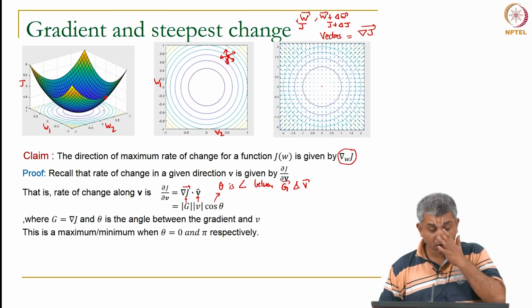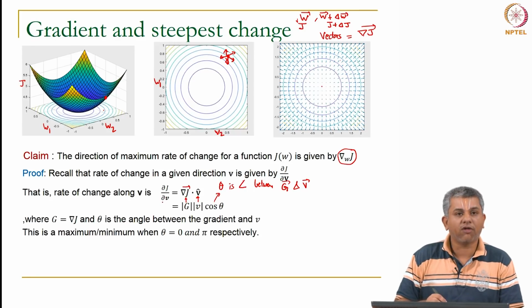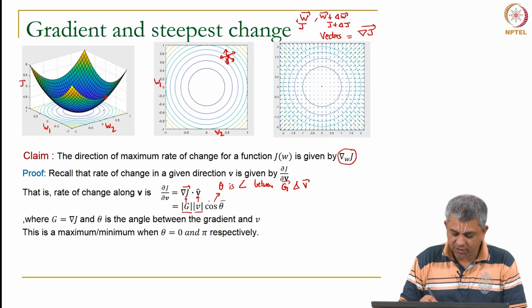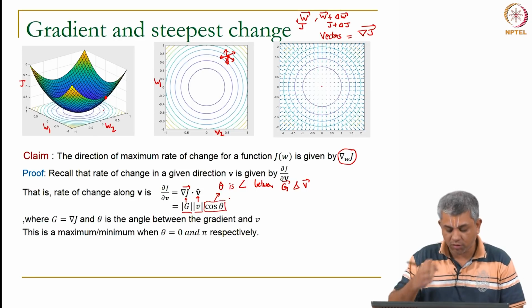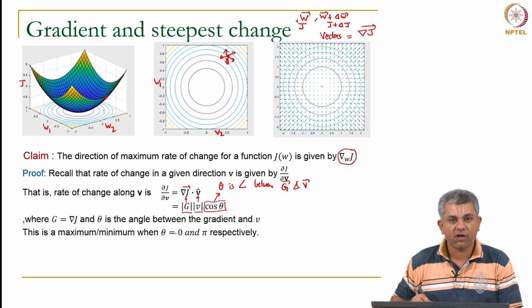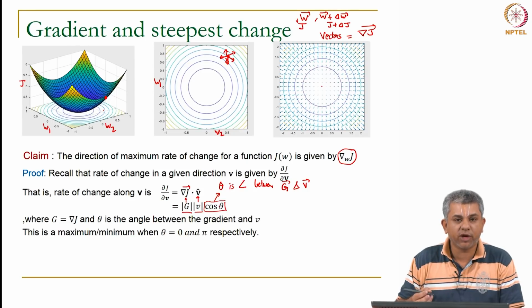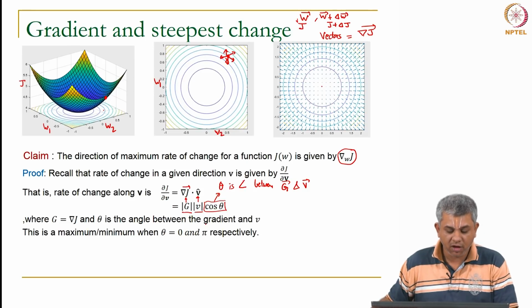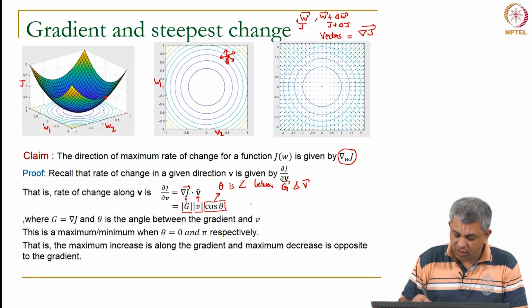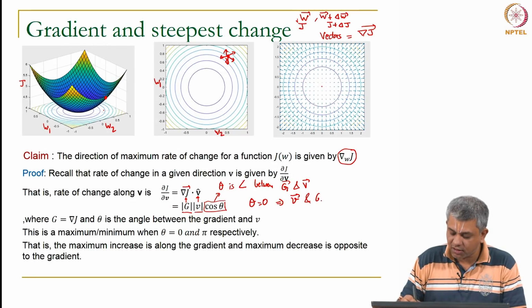Now, since this is the value of change of j in any direction, we can get a maximum. Remember, norm g is fixed, norm v is also fixed. What is variable is the angle between the two. So, when is this going to be a maximum? This is going to be maximum when theta is 0. And when is this going to be minimum? It is going to be minimum when theta is pi. So, this is pretty straightforward. When is theta 0? Theta equal to 0 means v and g are parallel.